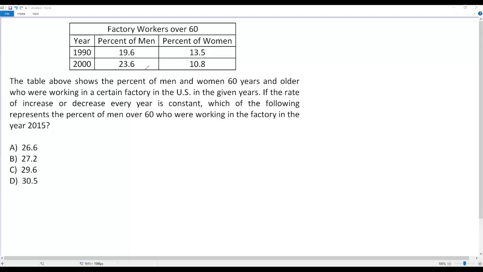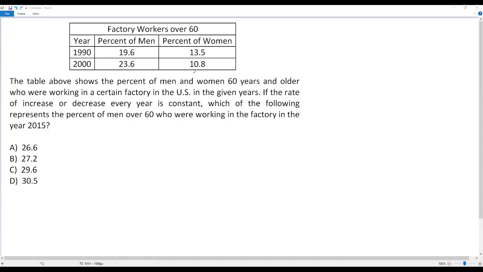In the year 2000, the percent of men is 23.6 and the percent of women is 10.8. The table above shows the percent of men and women 60 years and older who are working in a certain factory in the given years. If the rate of increase or decrease every year is constant, which of the following represents the percent of men over 60 who are working in the factory in the year 2015?